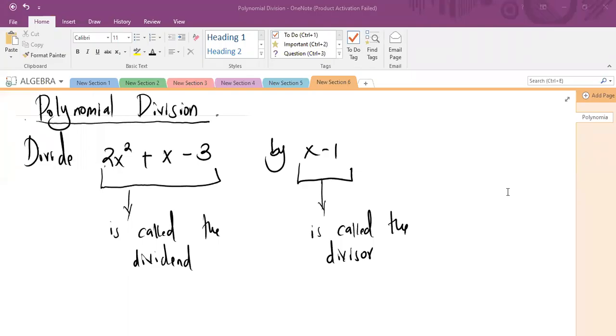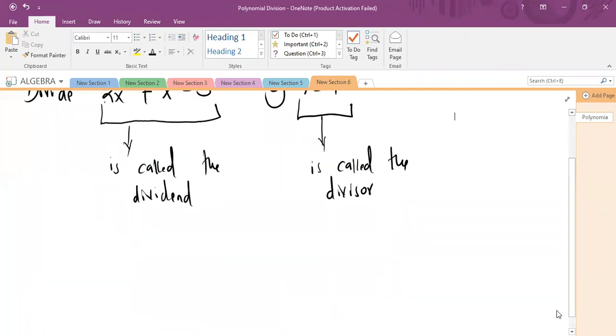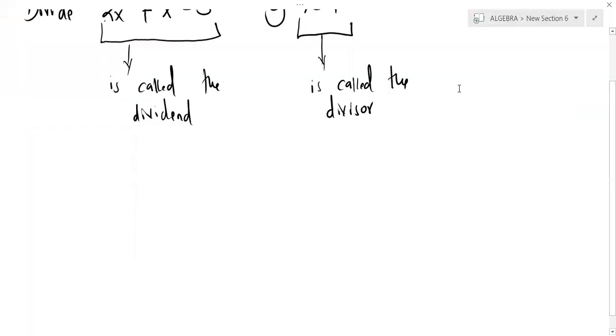Okay, guys, so under polynomial division, if you're told to divide 2x squared plus x minus 3 by x minus 1, this is what we call the dividend, and this over here is what we call the divisor. And we achieve this by carrying out long division. So this is how we go about it.